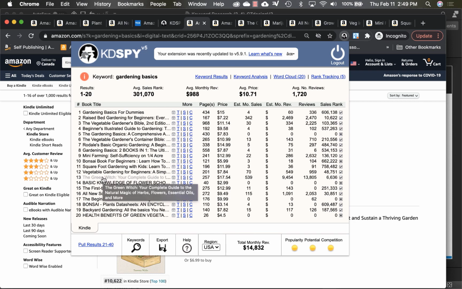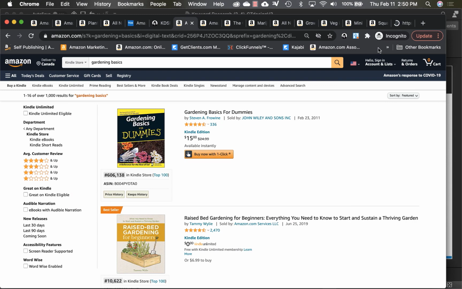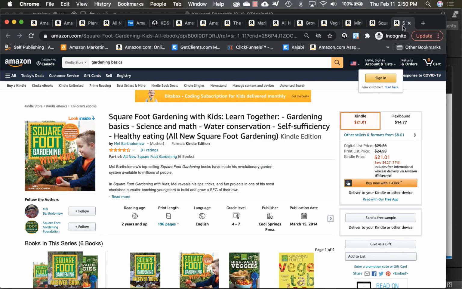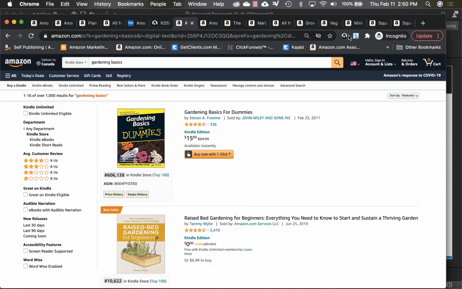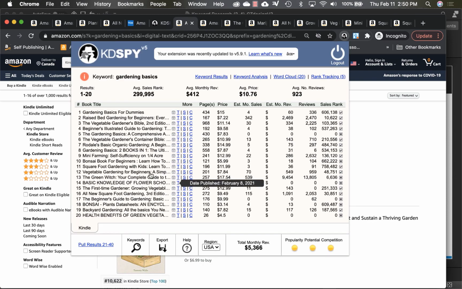The Green Witch. Okay, so the Green Witch, we're going to remove that. Bonsai, once again, we're going to remove that. Okay. Square foot gardening. And let's say if we're not competing with kids, I don't want that in here. If we're not going to come out with a book for kids.